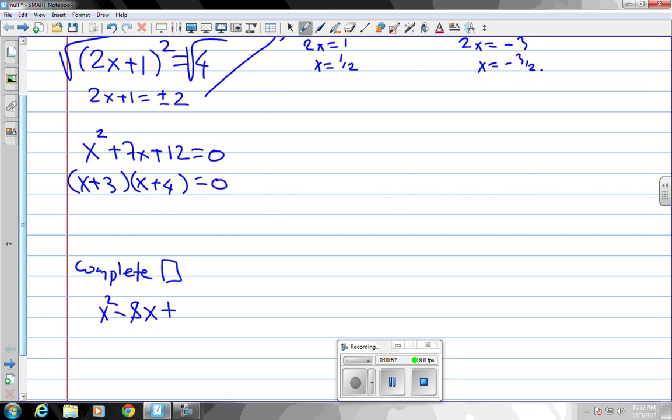Right. Numbers that multiply to 12 and add to 7. Set both factors to 0. That's it. Here all I'm asking you is just to add the number. So what do you need to add to complete the square? 16. And we get 16 by taking 8, dividing it by 2, and squaring it.